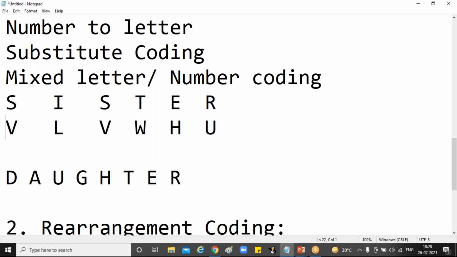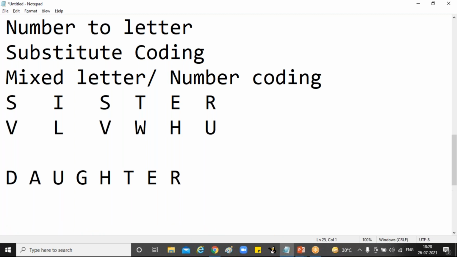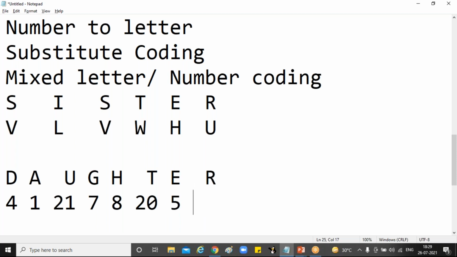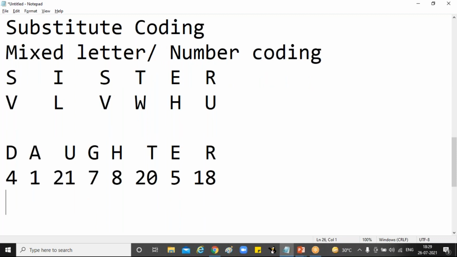Sir, after writing the numeric numbers of the letters, +3 is the logic. So whatever logic it follows for SISTER, you can implement the same logic for the next word. D4, A1, U21, G7, H8, T20, T20, E5, and R18.